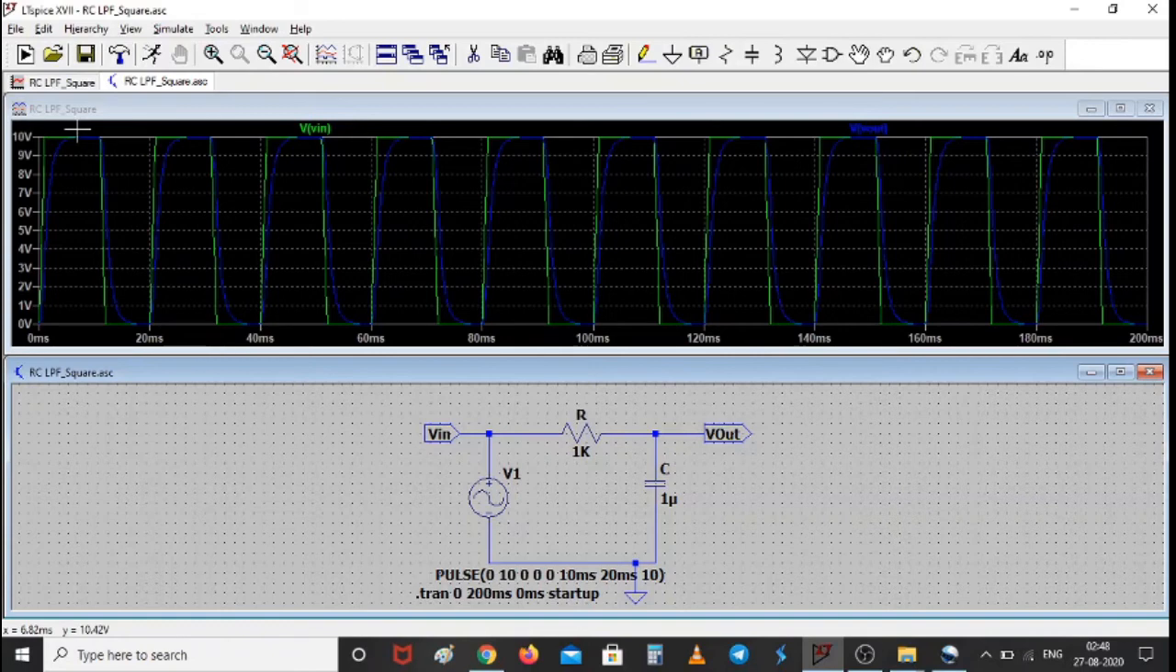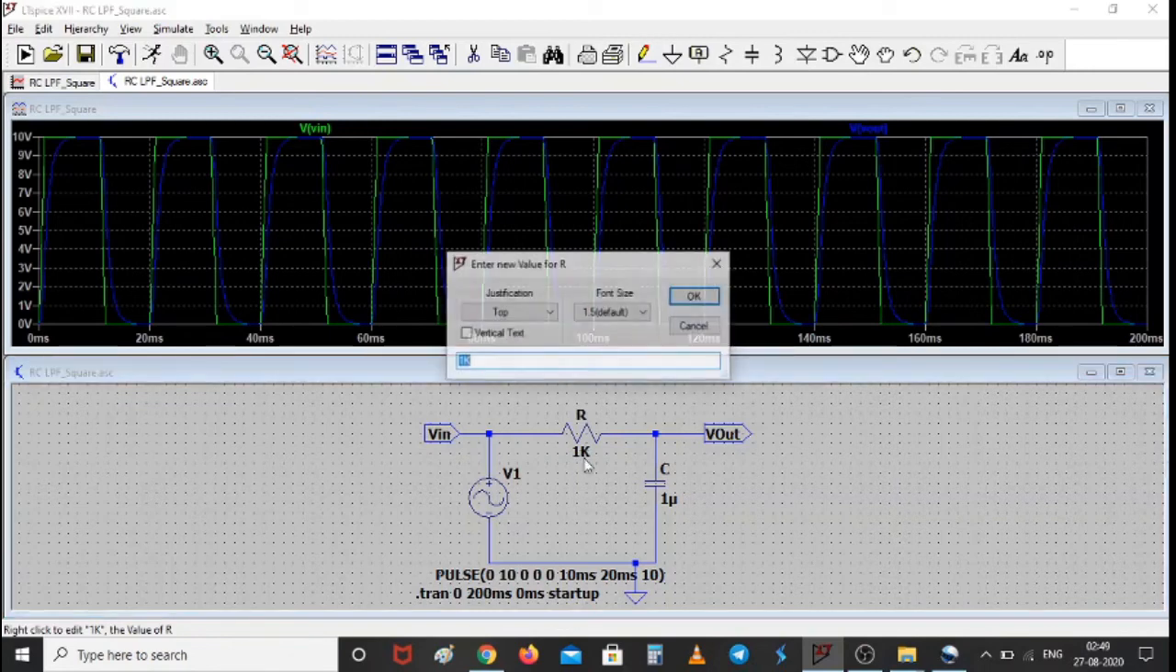Right? And because your input has suddenly changed from 10 volts to 0 volts, your output also suddenly changes. Also the rate at which your output is changing is very fast, because the tau is very, very small compared to the capital T. Right? Okay. Suppose I consider tau is equal to capital T, right?